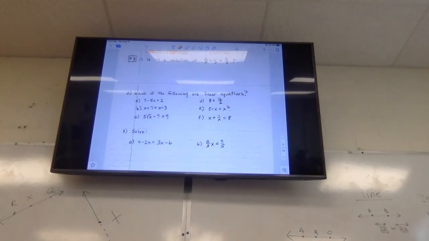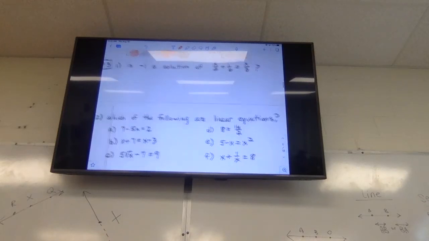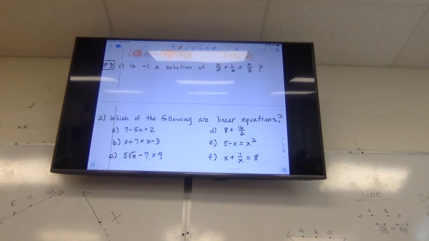All right, and again, we're doing P3. If you look ahead at this, this is an equation section, and this is usually what we like, right? You spend a lot of time solving equations in algebra too, so we're doing similar stuff here. All right, beginning P3. Is -1 a solution of this equation?